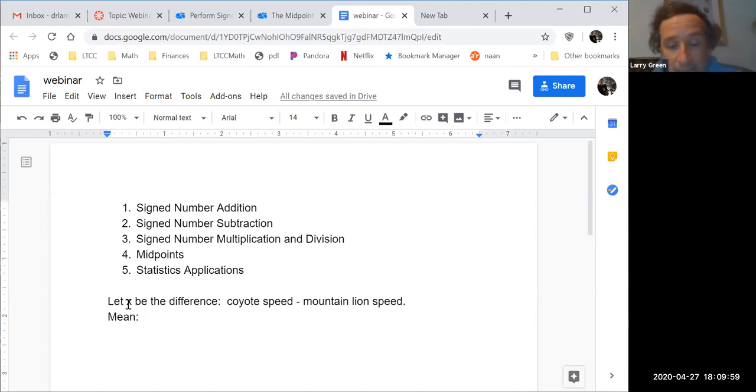So the mean, let's suppose it was, I don't know, negative 8 miles per hour. Again, I have no idea. So please don't get mad at me if this is not true, because I don't know how fast I go. Let's suppose that the mean of the coyote speed minus mountain lion speed is negative 8 miles per hour. Okay, well, guess what? Now we have to deal with negative numbers.